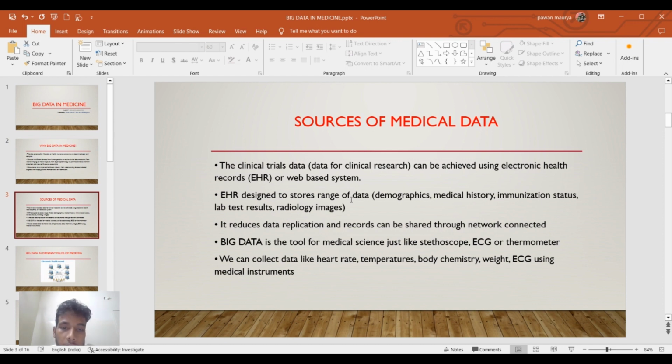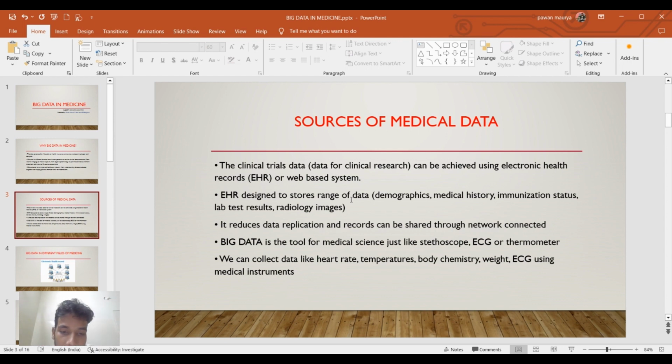Source of medical data. The clinical trials data for clinical research can be achieved using electronic health records or a web-based system. EHRs are designed to store a range of data: demographics, medical history, immunization status, lab test results, radiology images, etc. They reduce data replication, and records can be shared through a network. Big data is a tool for medical science, just like a stethoscope, ECG, or a thermometer.